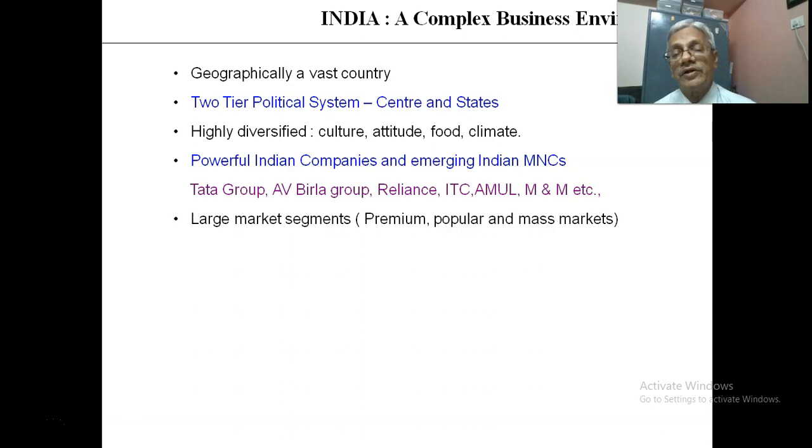And we have large market segments. Earlier, because the market was not really opened up and the consumers' pain points were not really addressed, there were not many market segmentation issues. But now, with the market opening up and new players coming up, everyone is trying to have their own niche for the products they are offering, and the markets are getting segmented. For example, if you take the washing powder market, we have the premium products, the popular products, and the mass products. We have Surf and all that for the premium market, Rin and all for the popular, and Wheel washing powder for the mass market.